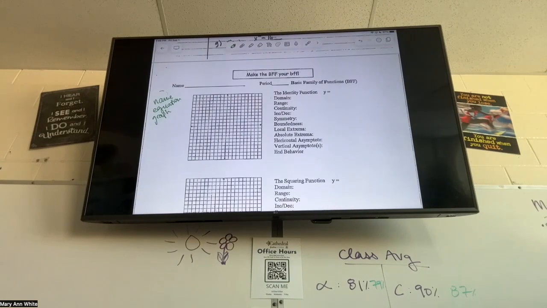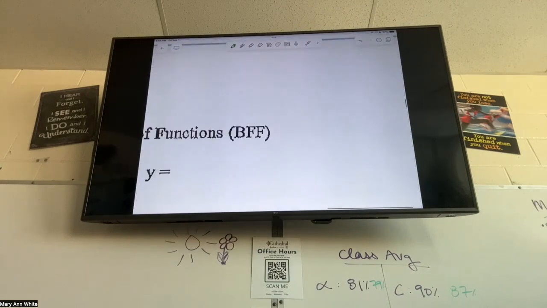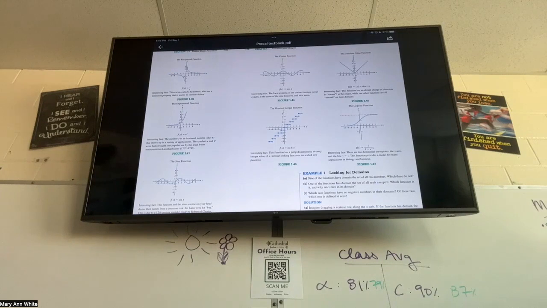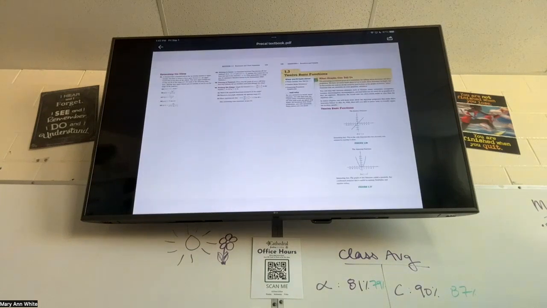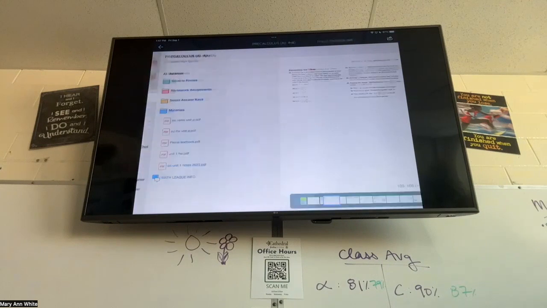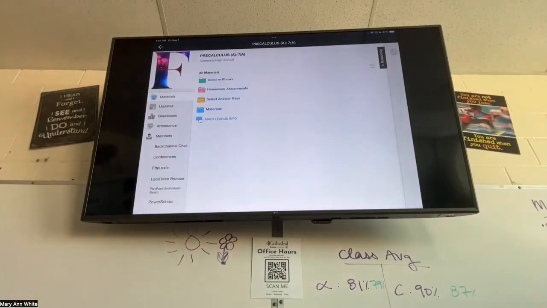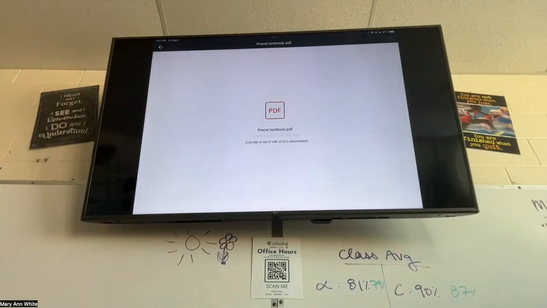Now, you will find a reference for this in your textbook. There's a PDF of your textbook on your Schoology page, and we're looking at pages 106 through 108, okay? I think I still have that pulled up from last class. Under materials, there's a tab called Pre-Cal textbook. I should double check that it's in your class, because if not, I'm right here. Materials. Oh yeah, Pre-Cal textbook right there. Perfect. We're going to pages 106 through 108, and those are the pictures of those graphs, okay?